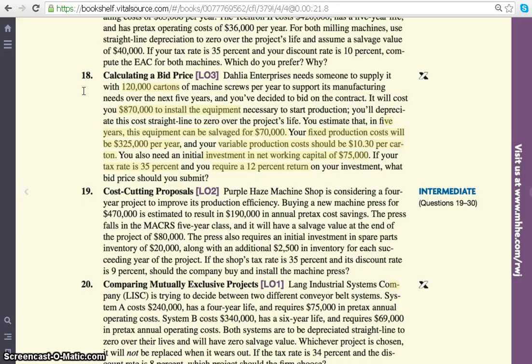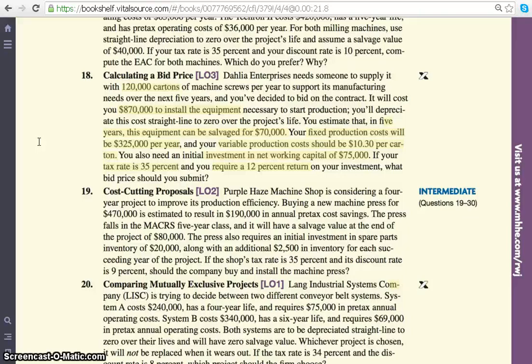It will cost you $870,000 to install the equipment necessary to start producing. You'll depreciate this cost straight line to zero over the project's life. You estimate that in 5 years this equipment can be salvaged for $70,000. Your fixed production costs will be $325,000 per year, and your variable production cost should be $10.30 per carton. You also need an initial investment in net working capital of $75,000.